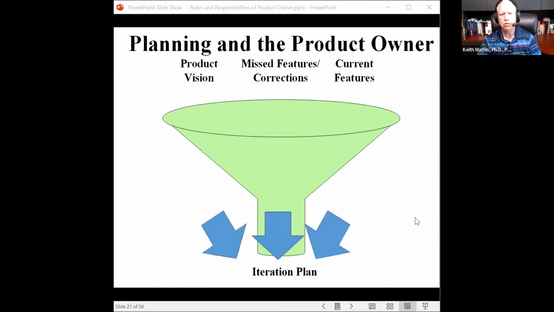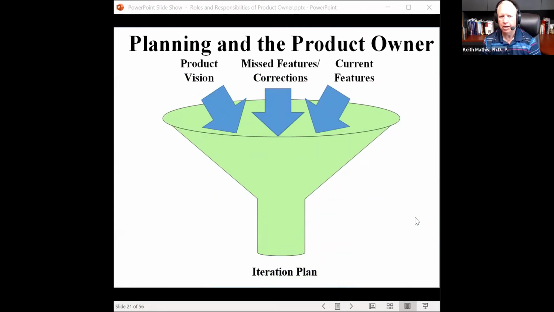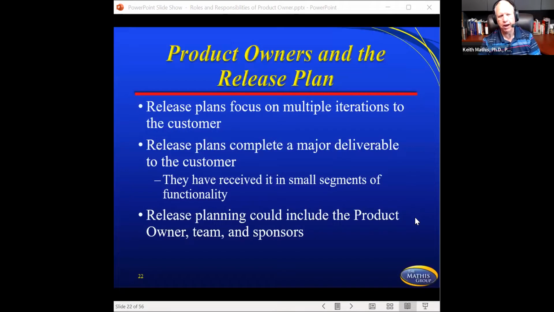So planning and the product owner is going to fit very much like this. You've got your product vision, you've got any missed features or corrections that they decide to put together, and you've got your current features, and all those come together to come up with an iteration plan for that iteration, for that team to work on at that particular piece. And so all of those are feeding together for that.